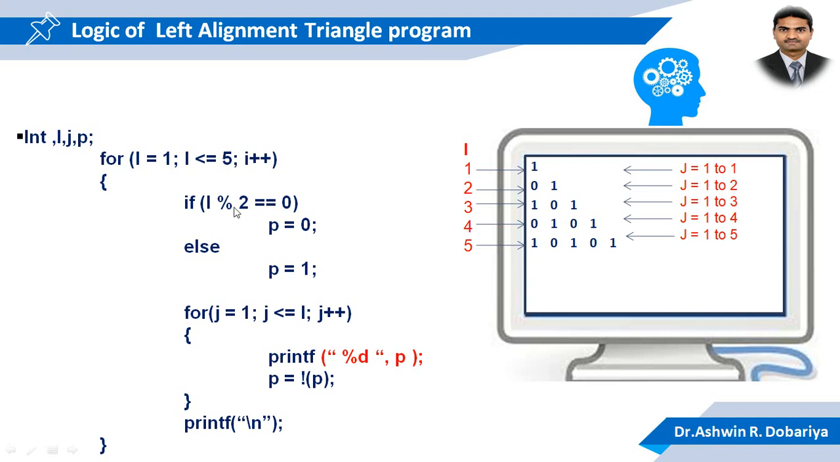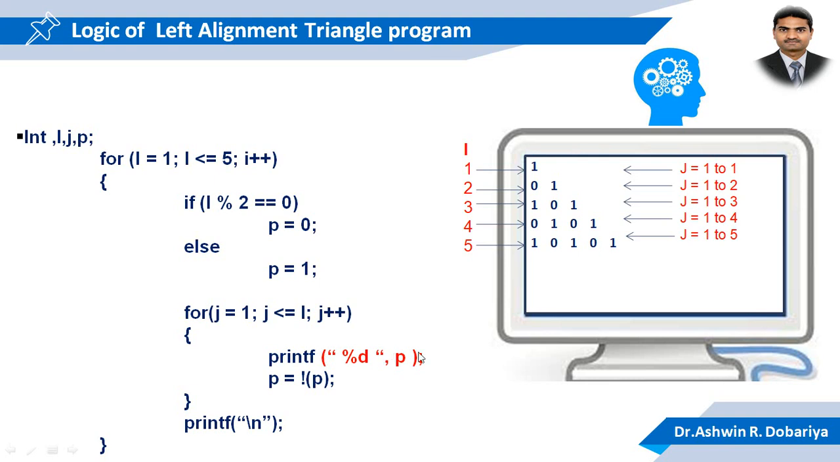If i modulus 2 is not 0, it means the line number is an odd number. Odd means 1, 3 and 5. Then we want to start from 1. So here p is assigned 1. So before the printing loop, we will assign the starting value, either 0 or 1, depending on the line type. If the line number is odd, then it will start from 1, and if the line number is even, then it will start from 0.